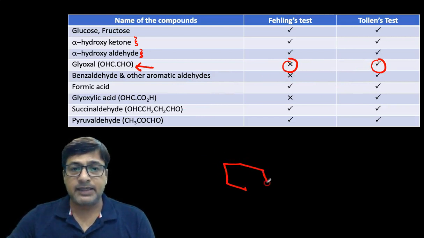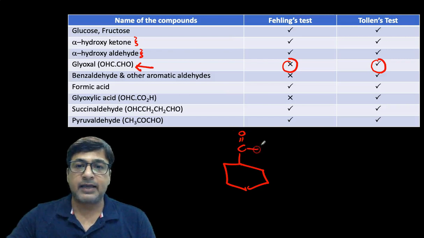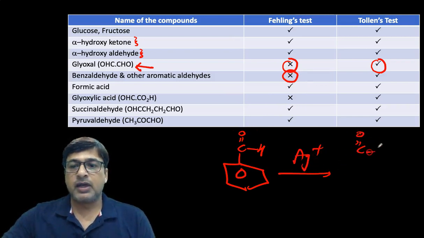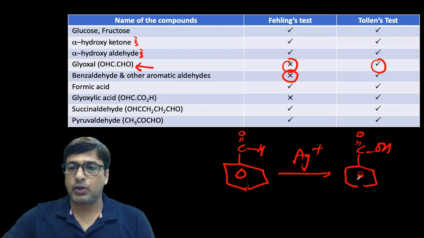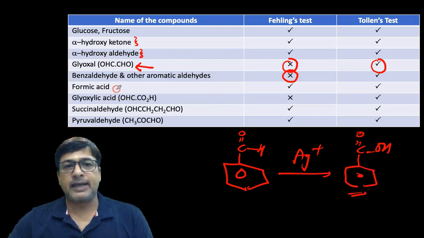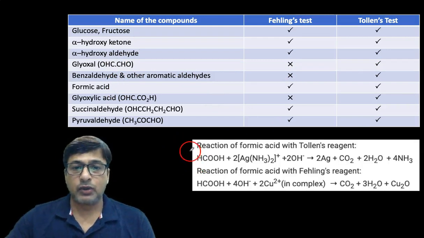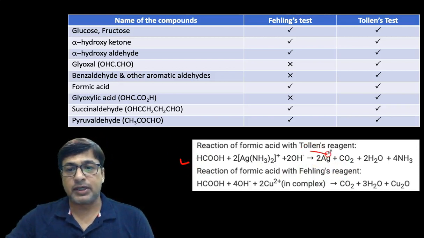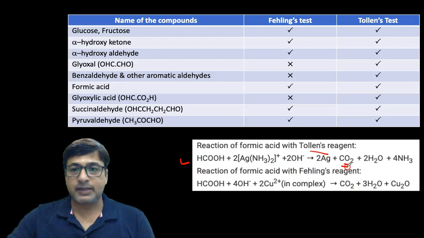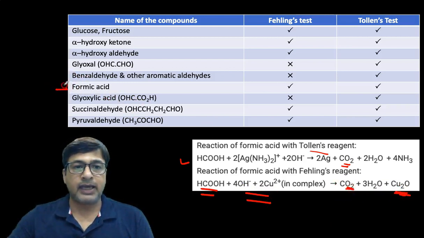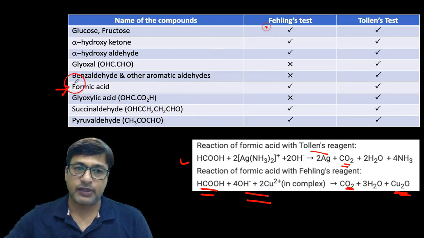Aromatic aldehydes like benzaldehyde. Benzaldehyde shows a negative Fehling's test, whereas Tollens, that means the silver mirror test, if you take Ag plus, it converts the aldehyde group to carboxylic acid. So it shows a positive test. Now come to formic acid, again an exceptional case. Formic acid is converted to carbon dioxide. So if you take formic acid with Tollens reagent, it will give carbon dioxide and show a positive test. Similarly, when formic acid is treated with Fehling's solution, it gives a Cu2O red precipitate with the formation of carbon dioxide. Therefore, formic acid gives a positive Fehling's test and a positive Tollens test, which is the exceptional case.